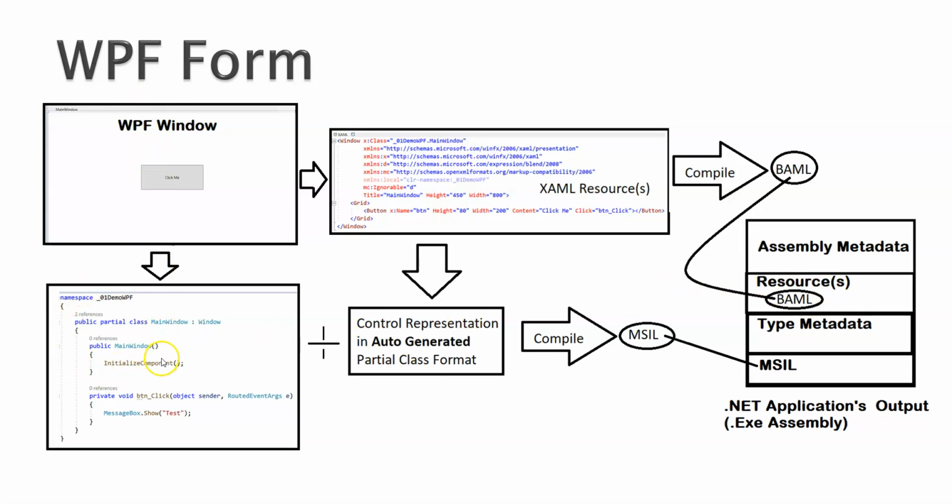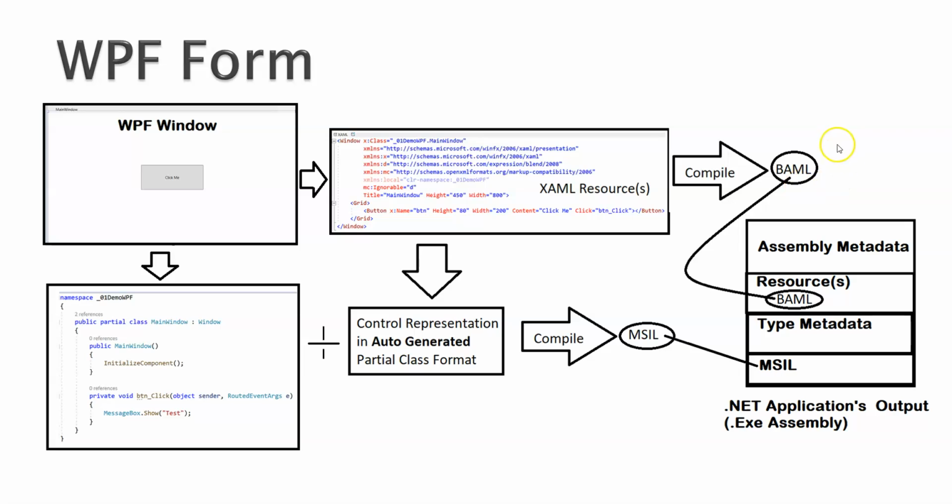And then whatever C# code, whether it is automatically written or developer written, you'll find the partial classes are going to get compiled or clubbed as a single class, then finally compiled into MSIL and represented in the MSIL section. So you will find WPF compilation is a bit different compared to a WinForm application.